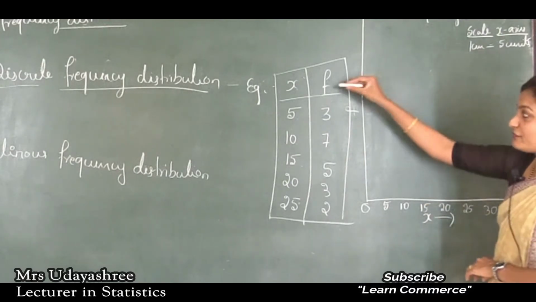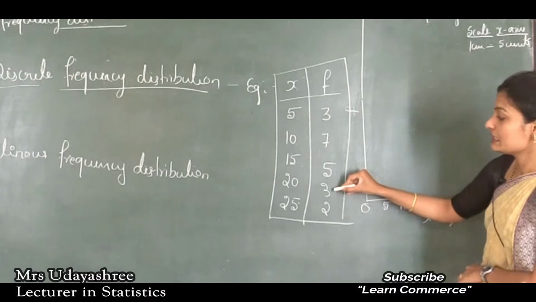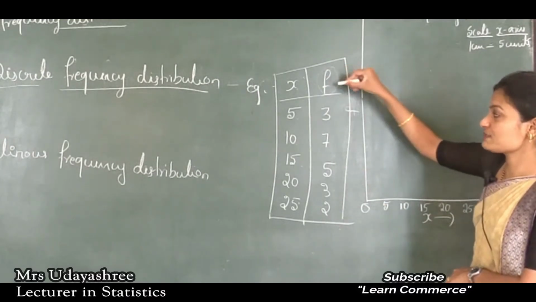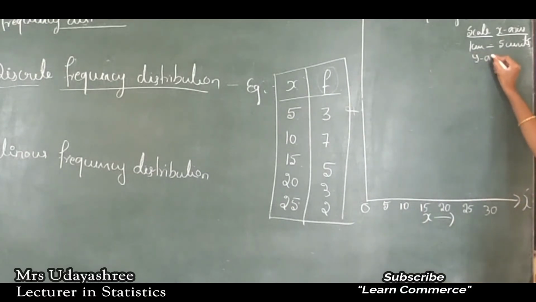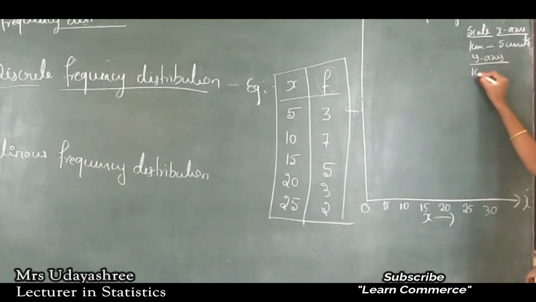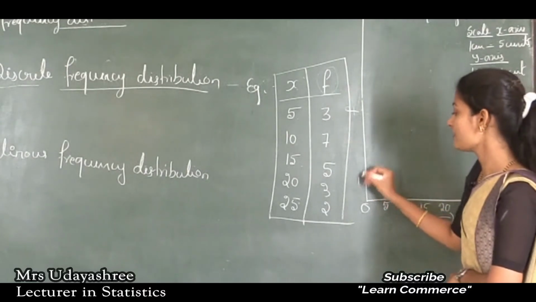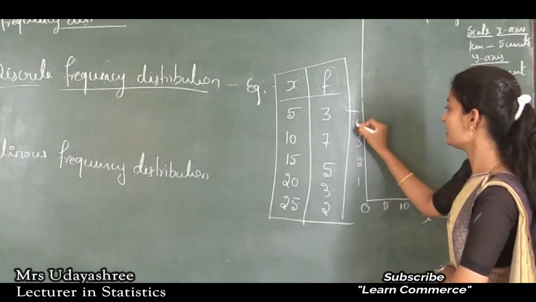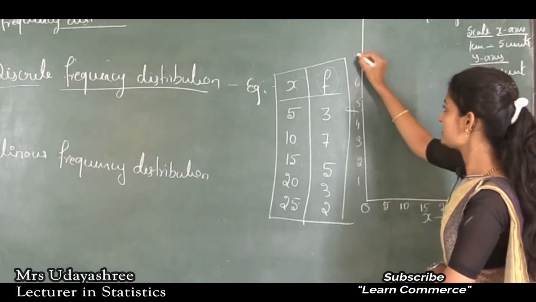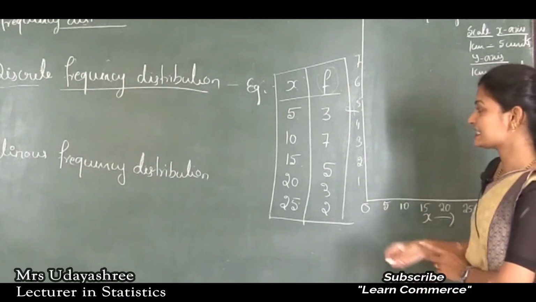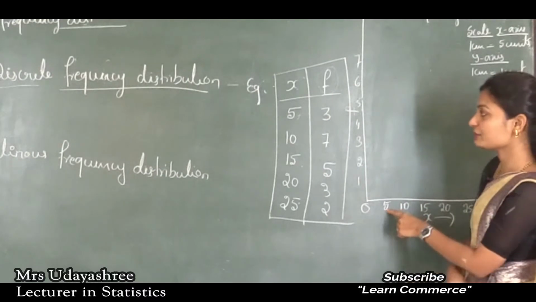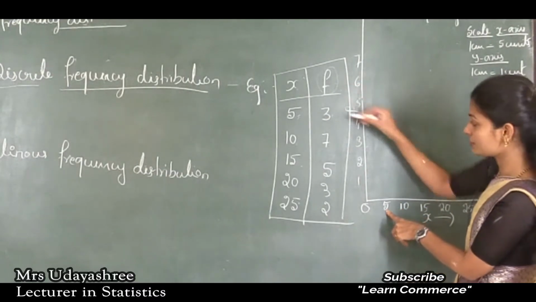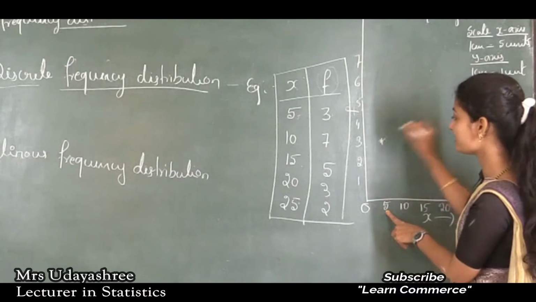And the f observations are 3, 7, 5, 3 and 2, and the corresponding frequency is taken along the y-axis. Therefore, we take the scale for the y-axis as 1 centimeter equals 1 unit. The values are 1, 2, 3, 4, 5, 6 and 7. The first value of the variable is 5; for that the corresponding frequency is 3, so we mark the point here.